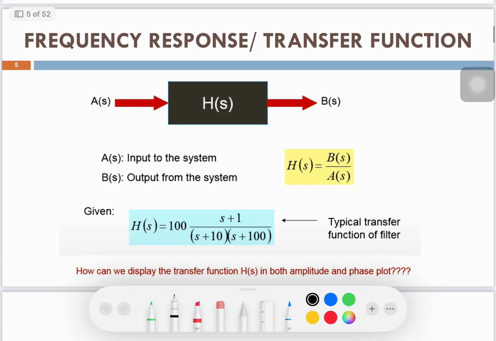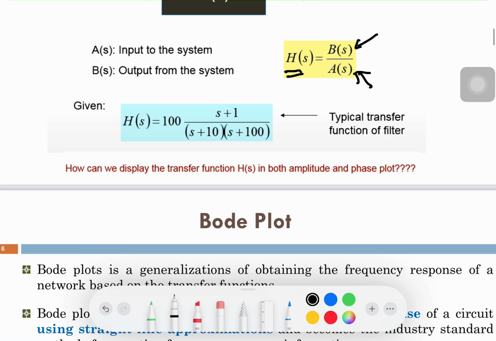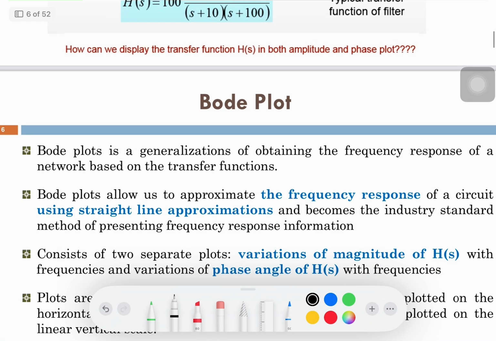draw the frequency response? When we talk about the frequency response of the transfer function, we have the equation H(s) equals output divided by input. Now how can we display the transfer function in both amplitude and phase plot? We are going to learn how to draw the plot based on the transfer function of the filter.